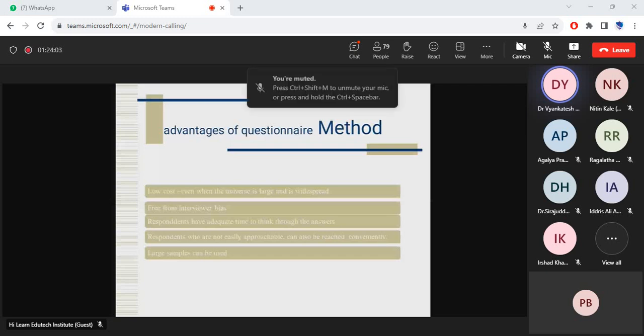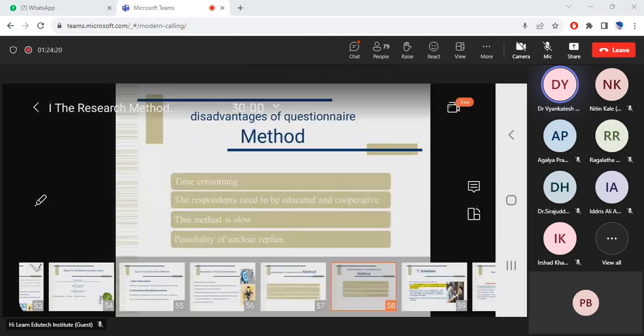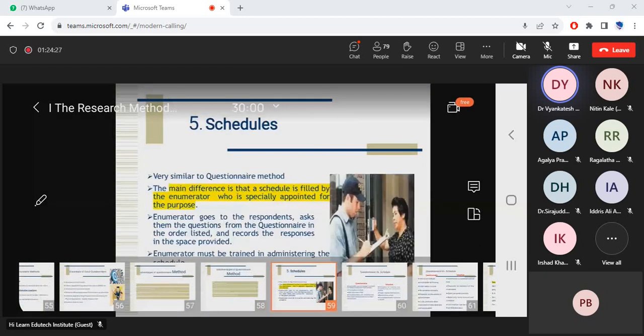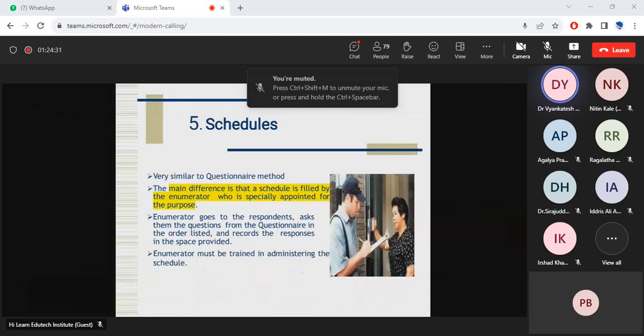And possibly unclear replies. Definitely, if the person is not familiar with your question, the reply is unclear, as well as unclear for your research title concern. So last, the area of research concern is schedules. Similar to the questionnaire method, the main difference is that the schedule is filled by the interviewer who is specially appointed for those purposes. Generally, this method of selection of schedule is done by the malaria doctors in respective areas as per our study area.